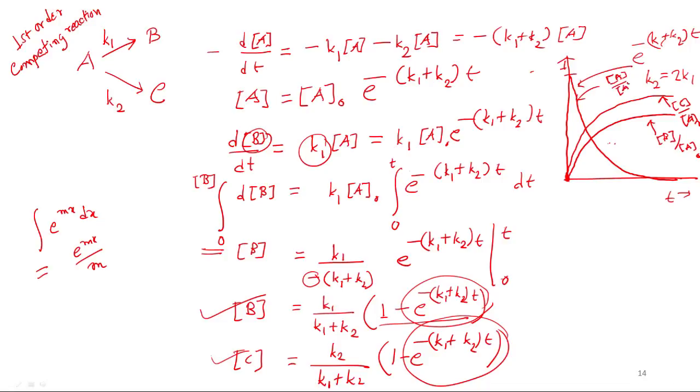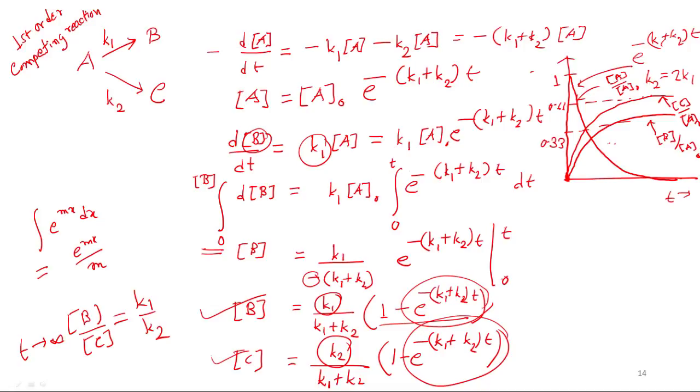Then, as before, we can argue that B will reach something like 0.33 because it's a normalized curve. This was 1, and the concentration of C will reach 0.66. So the ratio is 2:1, and it is dictated by the ratio of K1 and K2, because as we just said, when t tends to infinity, the ratio of B by C will be K1 by K2, or C by B will be K2 by K1.